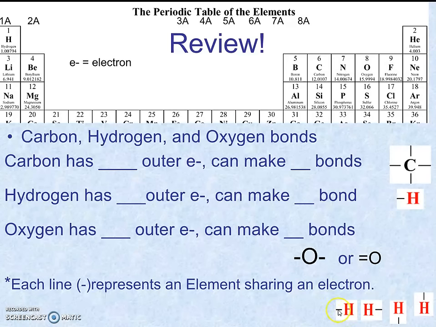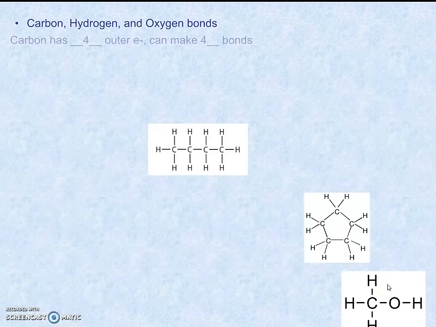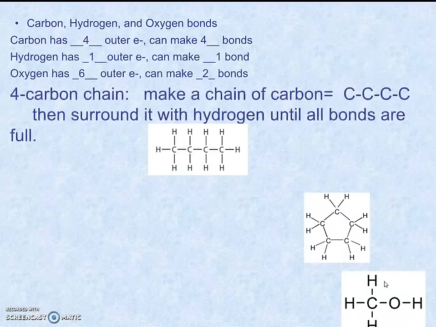So we've got hydrogen with a line anywhere you like. They're all the same, okay? And the lines can go anywhere around the element, just like is shown there. So just to review, we have carbon, hydrogen, and oxygen bonds. You should already have this written down. Carbon has 4 outer electrons, it can make 4 bonds. Hydrogen has 1, it can make 1 bond. Oxygen has 6, it can make 2 bonds.